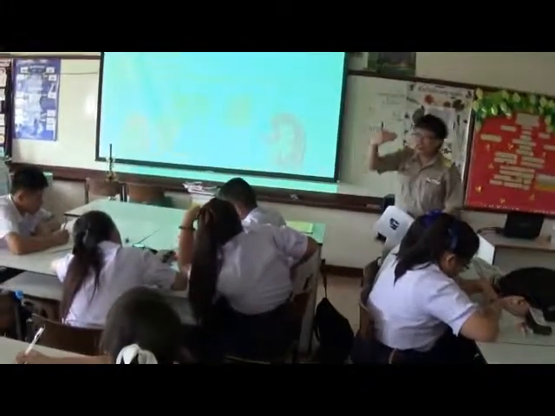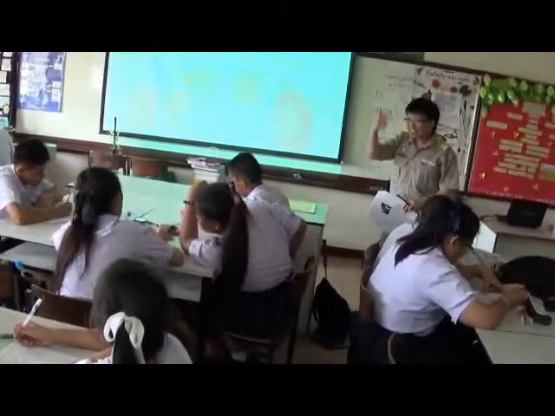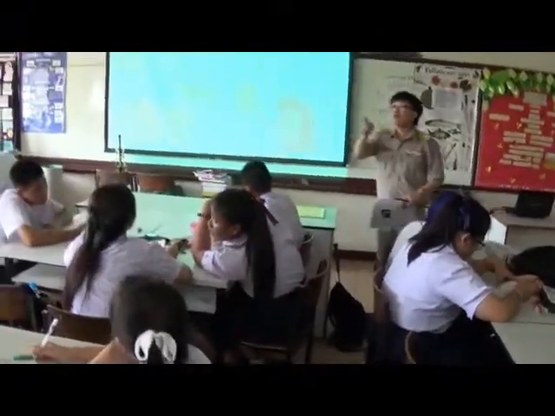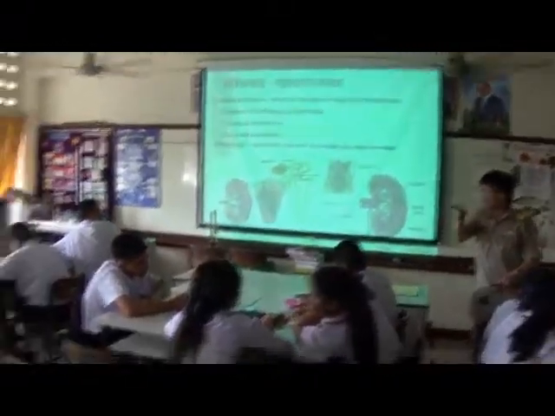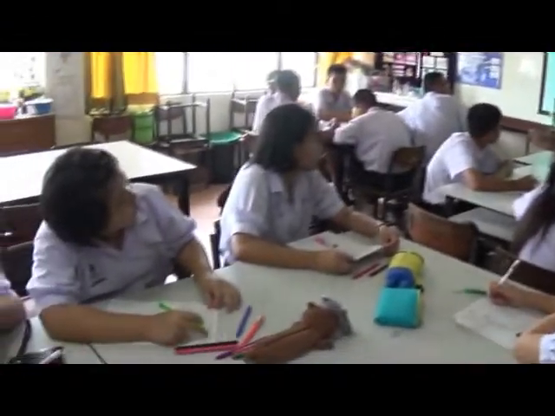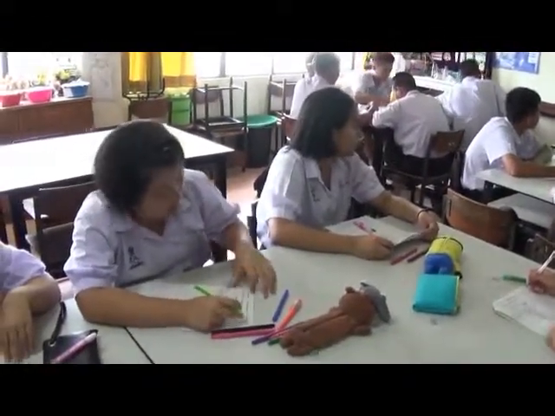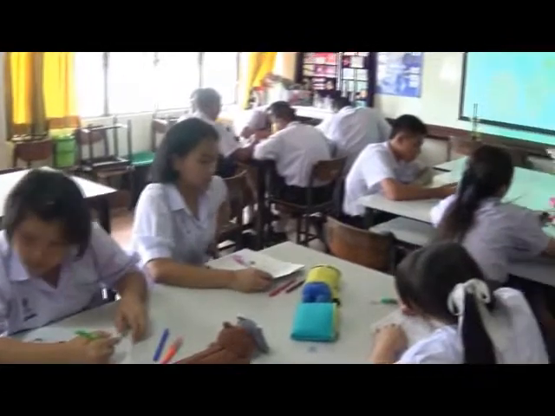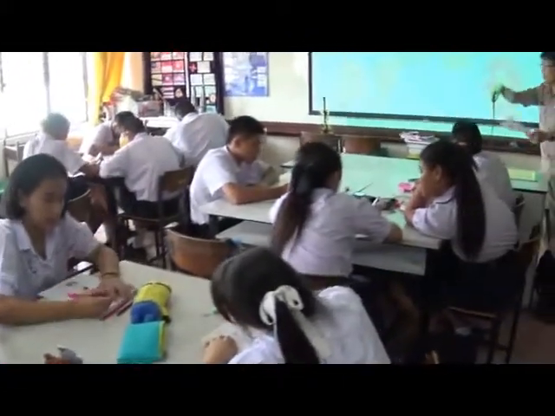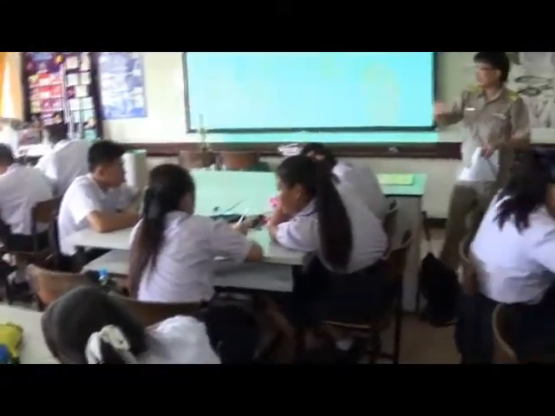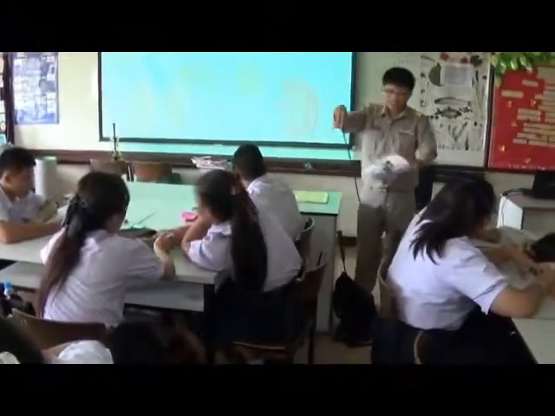The fourth, in the kidney. What is it? Artery. Very good. The first picture is called artery in the kidney. Okay. Artery in the kidney.